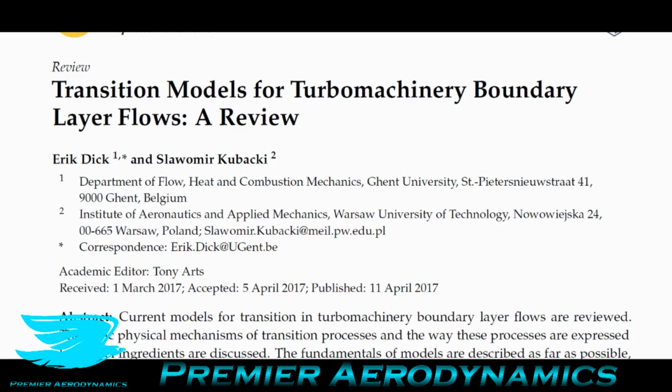To do that, we're going to look at a paper called Transition Models for Turbomachinery Boundary Layer Flows, a review. This is open access again, so you can find it in the link in the description. This paper is quite long, 45 pages. We're not going to go through all of it. We're going to go through the major parts.